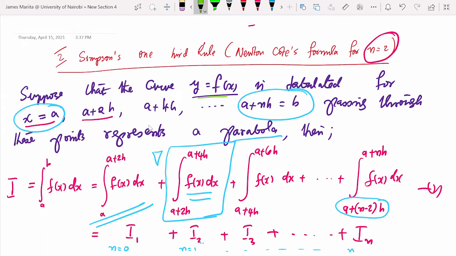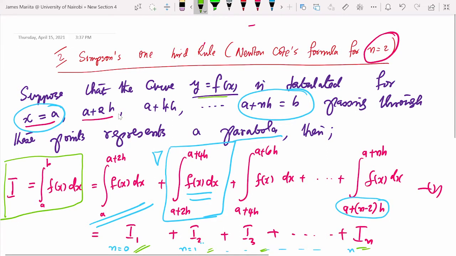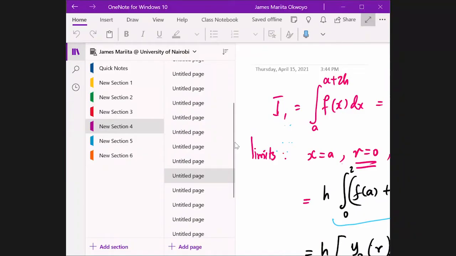Then we have the I's, I1, I2, I3 up to In. We made up to that point, so we are supposed to evaluate this integral, the first integral, that is the I1, I2, I3, and so on. Then we sum them up so that we are able to find the numerical value of that integral. So that is what we have.